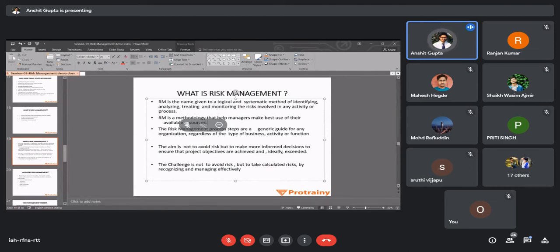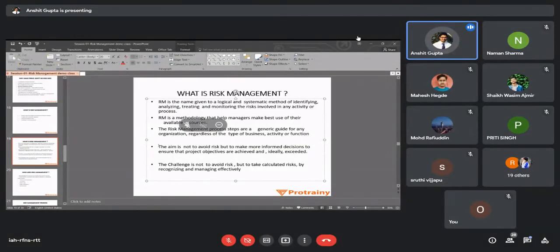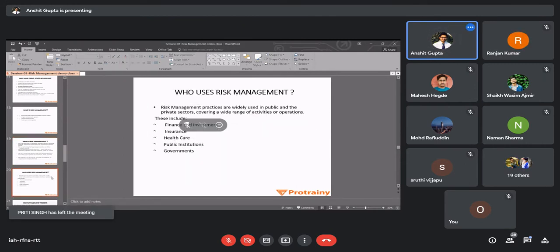Okay, risk is a methodology that helps managers make best use of their available resources. The risk management process steps are a generic guide for any organization, regardless of the type of business activity or function that you are doing. The aim is not to avoid risk. Again, I'm saying our aim is not to avoid risk, but to make more informed decisions to ensure that project objectives are achieved and ideally exceeded. The challenge is not to avoid risk, but to take calculated risk by recognizing and managing efficiency.